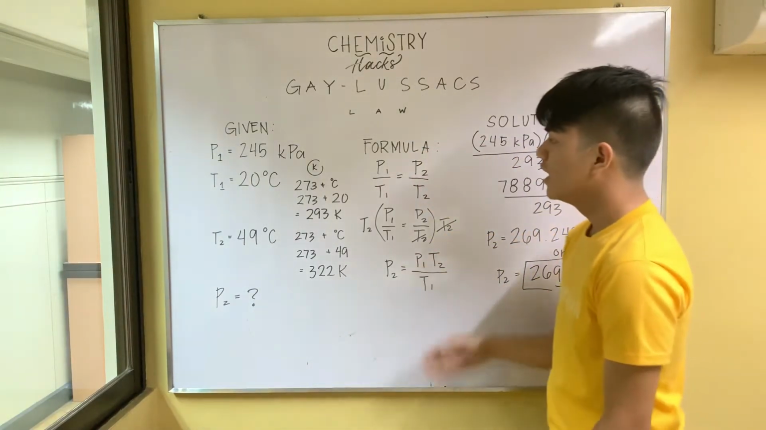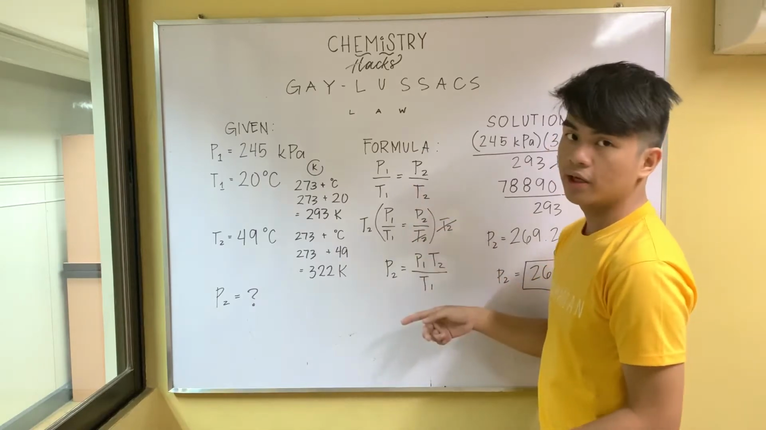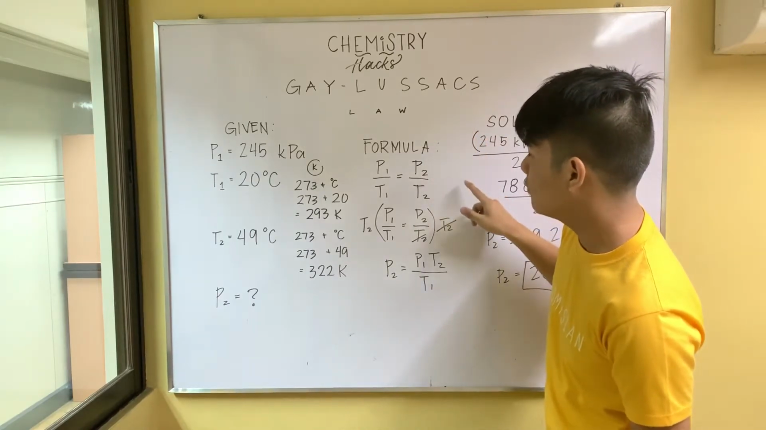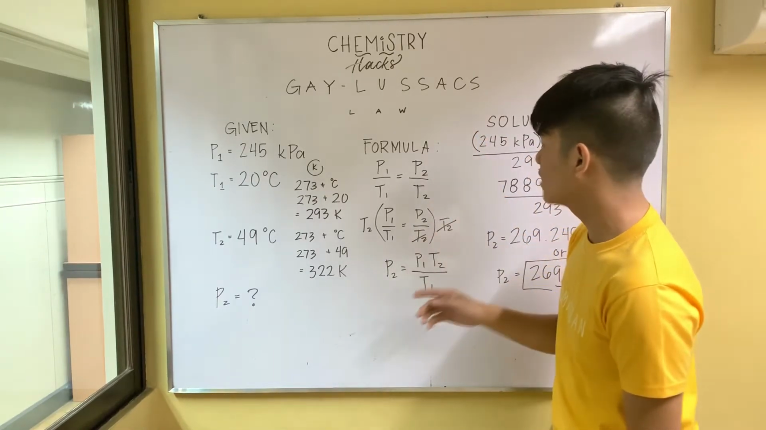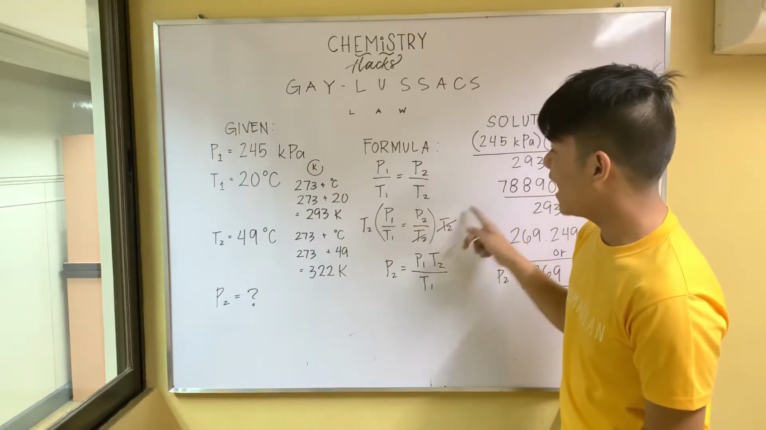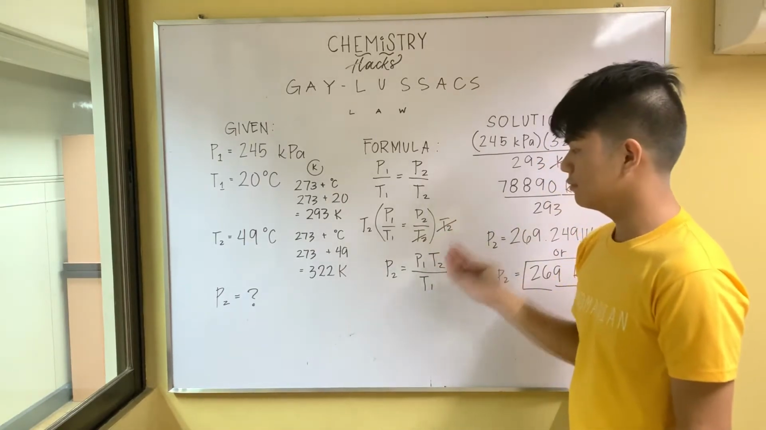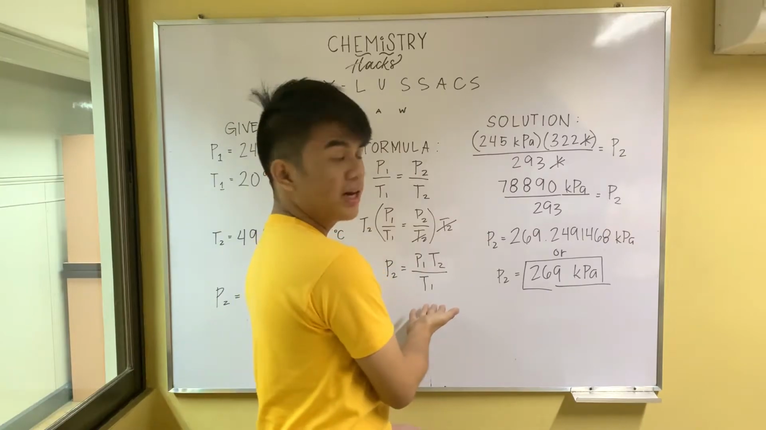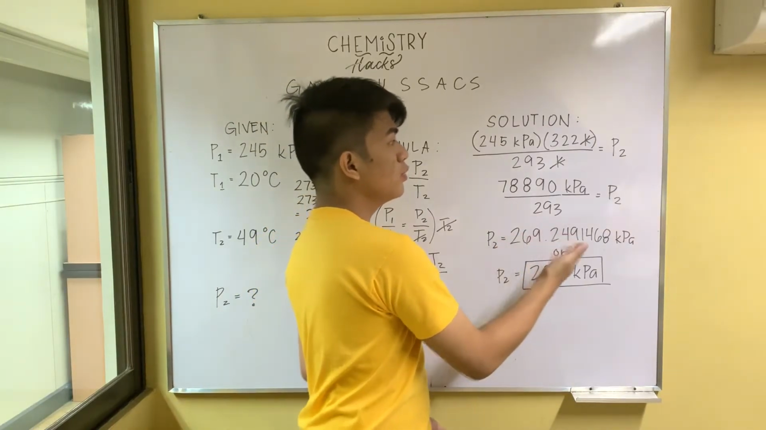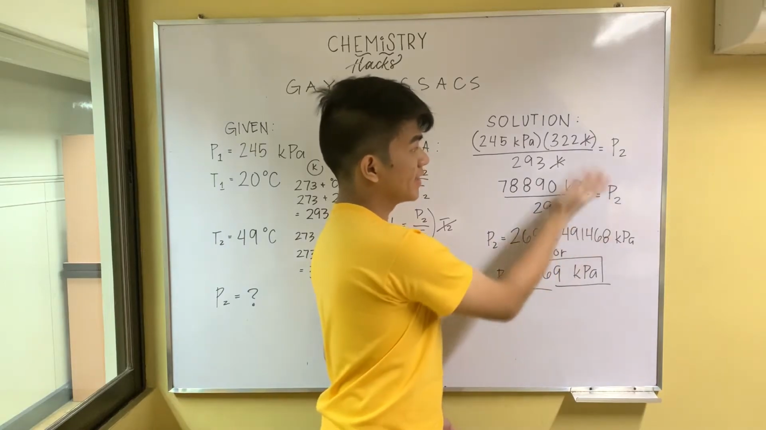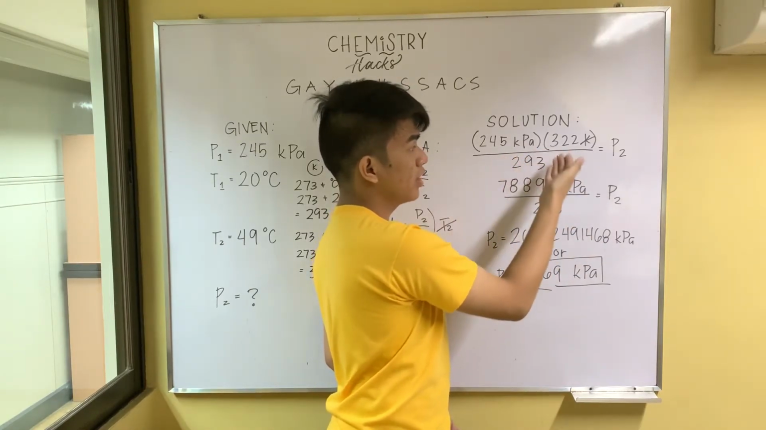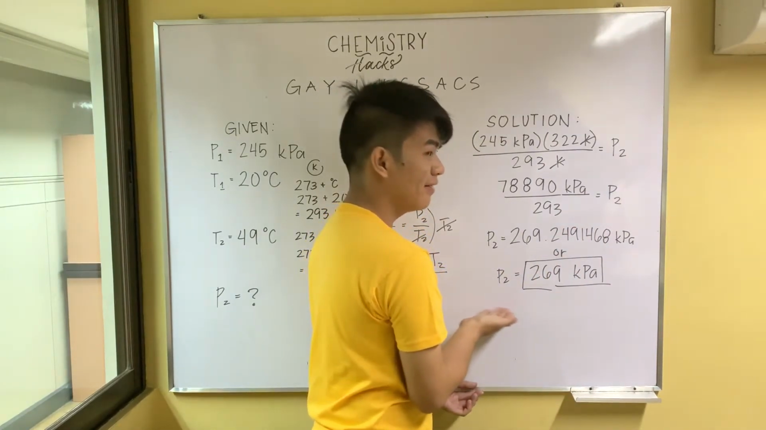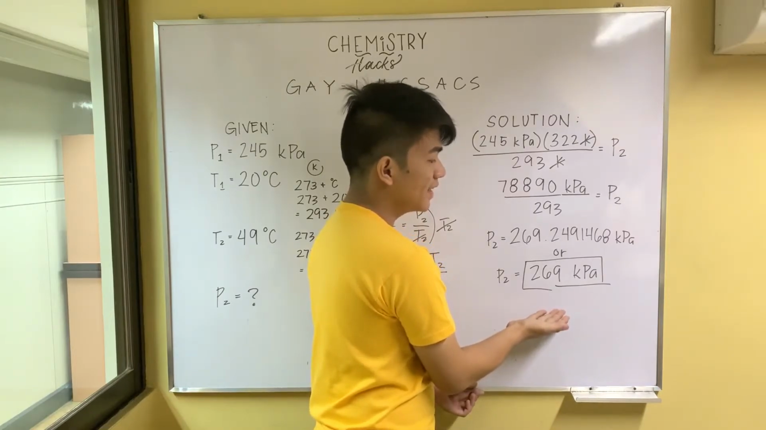Next, we have the formula. In the formula, it's just P1 over T1 is equal to P2 over T2. Because we are looking for P2, we multiply both sides by T2 so that we can isolate P2 on one side. Next, the solution. Based on our formula, we just substitute the given values. So, here it is, 245 kilopascals times 322 Kelvin over 293 Kelvin, you do the math. I'm not good at math. So, here is the end. The final answer: 269 kilopascals.